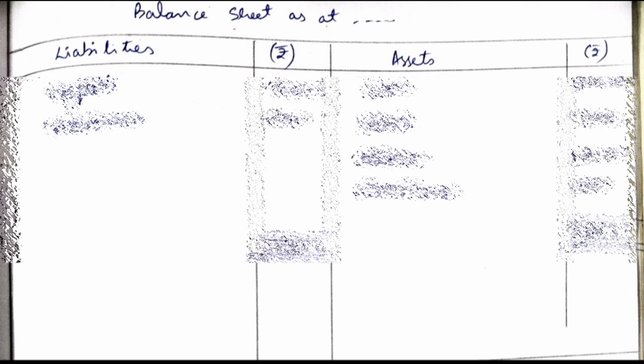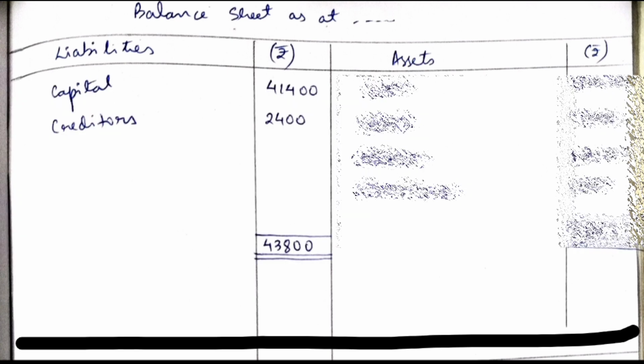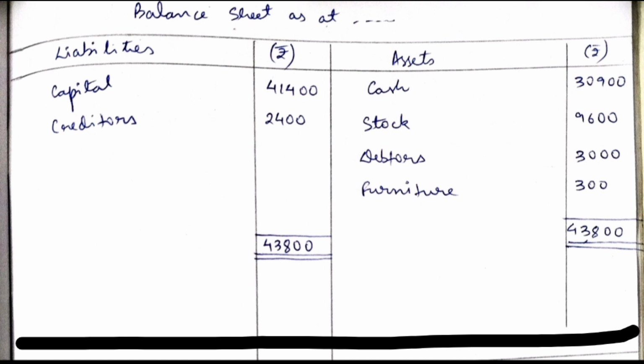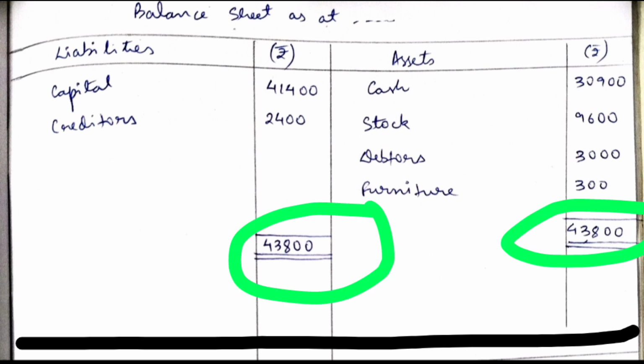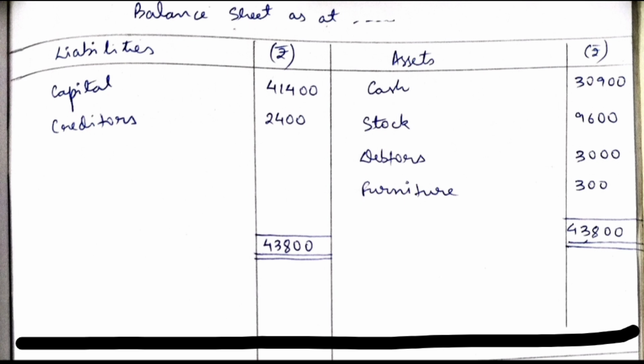So what was our capital? We will write capital, the amount we will write in our amount column, which is 41,400, and creditors was 2,400. Yes or no? We will write it, and on the assets column we will write all the items like cash, which was 30,900, then stock 9,600, debtors 3,000, furniture 300. Now if you sum up, you see the total of liabilities column turns out to be 43,800, and the assets column turns out to be 43,800, which means whatever transactions we have passed, it tallies, which means our accounting treatment was being done correctly.